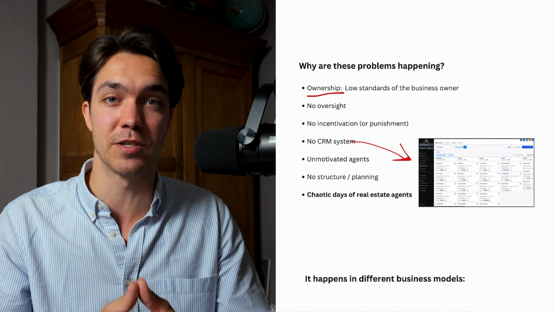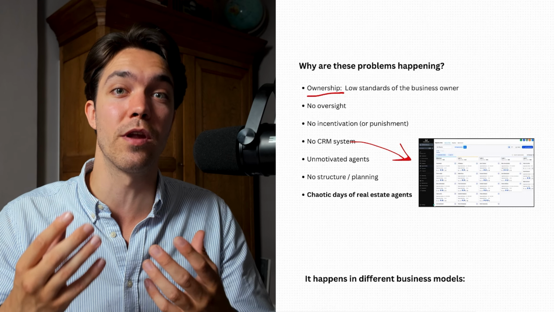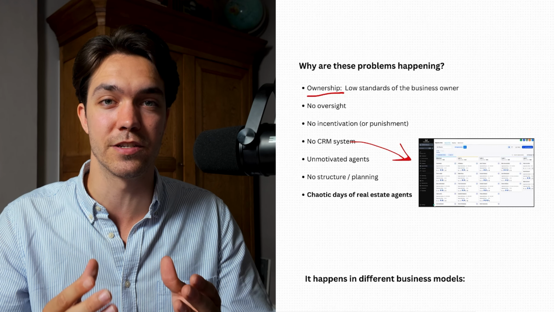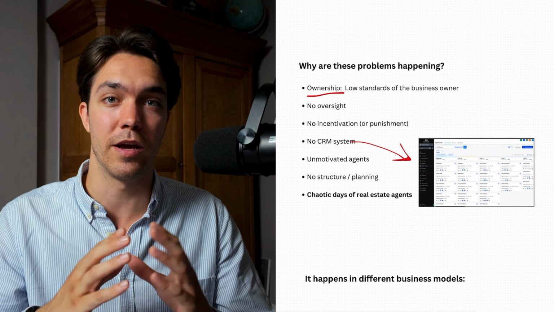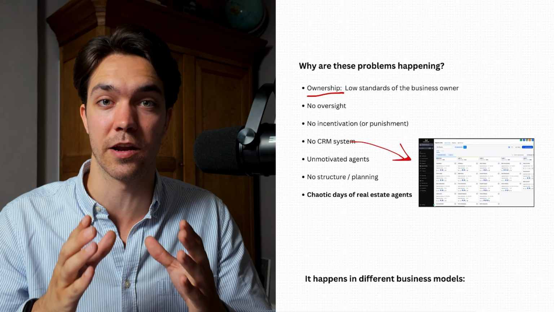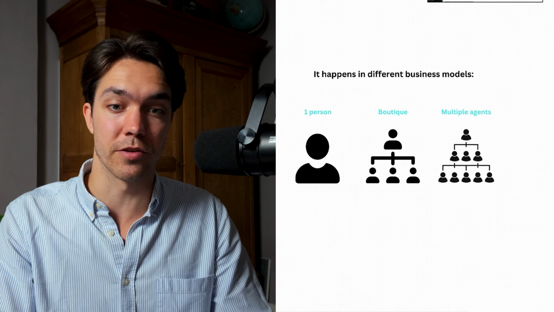You have that time, specifically 30 minutes every single day, to follow up with leads, because you know that you have a chaotic day as a real estate agent. So you need to have some systems in place where it's just time that you can work on the things that are most important, like follow-up. It happens in different business models.